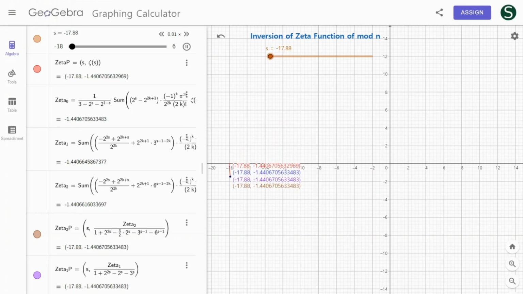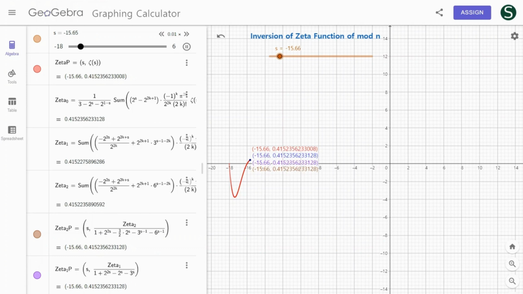The Dirichlet principal character chi0 of mod n is the zeta function that excludes the prime numbers from the divisors of n, so it can be inverted. The blue zeta function is the inversion of the zeta function of mod 2 and 4, and the purple zeta function is the inversion of the zeta function of mod 3. Also, the brown zeta function is the inversion of the zeta function of mod 6.